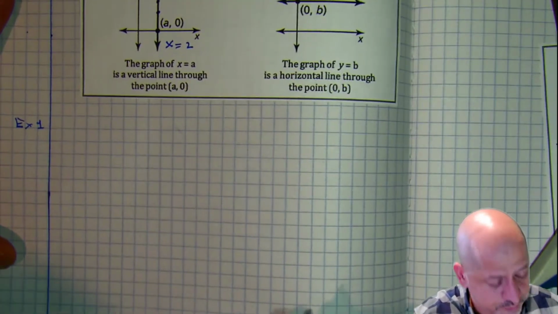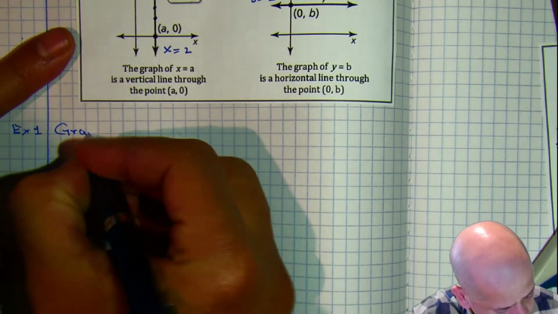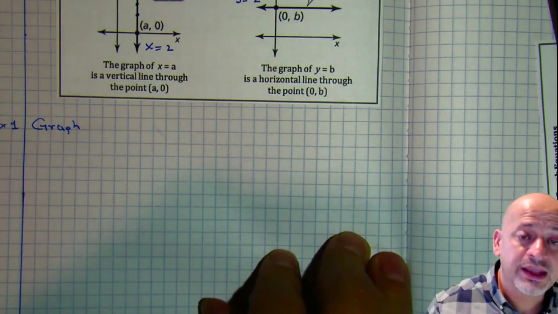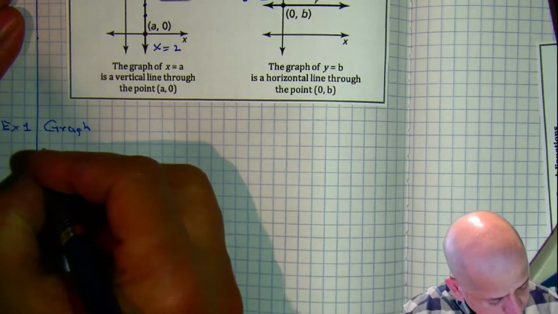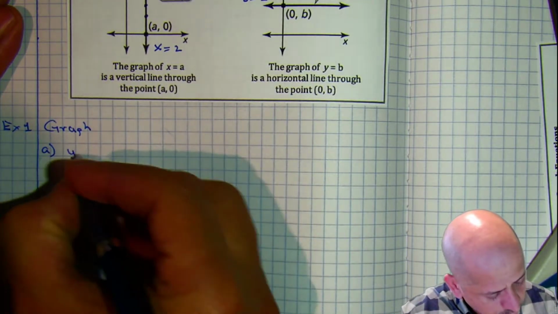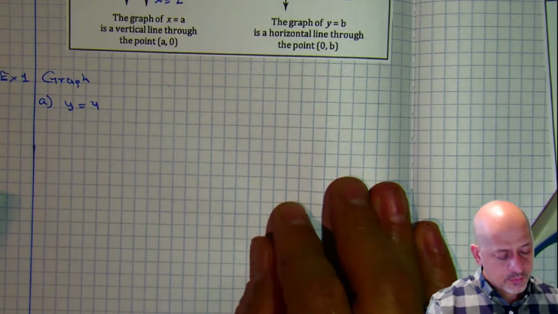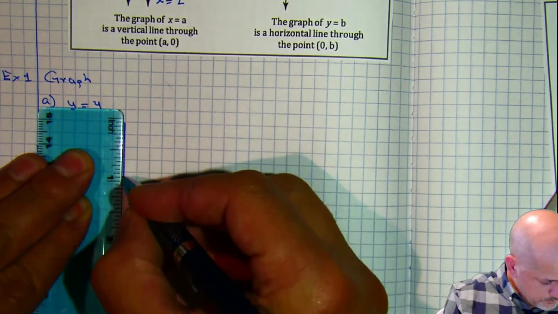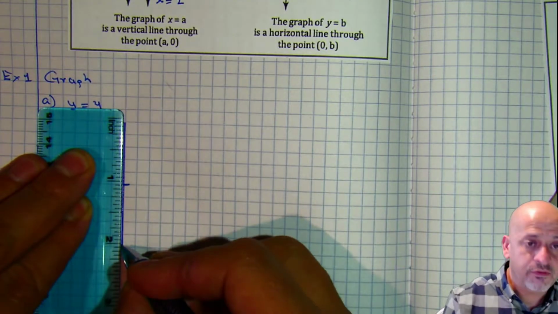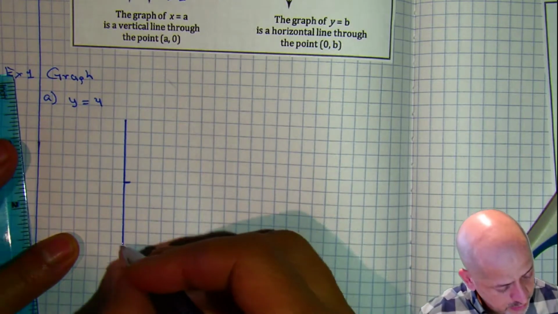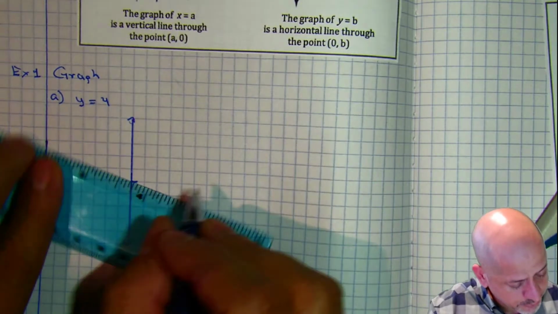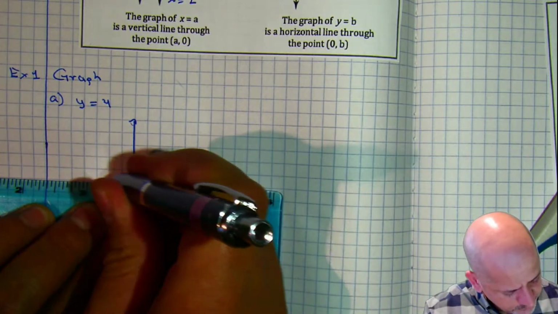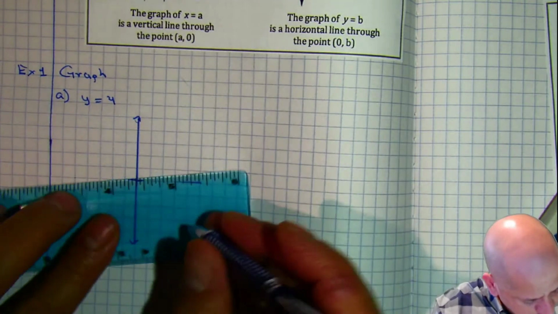Graph. When we graph, we are going to make an x and y axis, and we're going to make it 5 by 5. The first one, letter a, will be y equals 4. So I'm going to make a quick 5 by 5 graph, 2, 4, 5. I'm going to make my halfway mark, and then my arrows. Now, 5 to the right and 5 to the left. That's what I mean when I say a 5 by 5 graph.